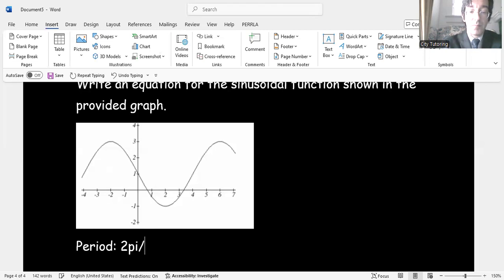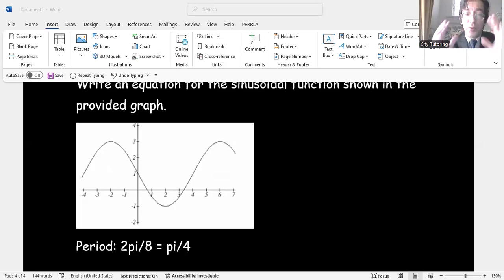That's really pi over 4, you can reduce it. All right. And when x is equal to 0, the graph is at the midline value. So that tells you that the graph can most easily be represented as a sine function. Why? Because if the graph then decreases, this has to be a vertical reflection of the sine function.